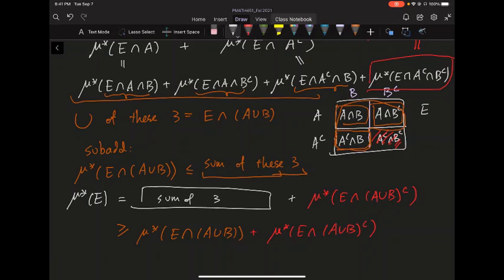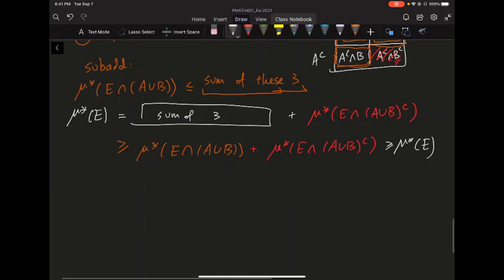And as we observed before, this is enough because the sigma subadditivity tells me that this is greater than or equal to mu star of E, so I have equality here. All right, so this proves that A union B is inside this set, so it is an algebra.